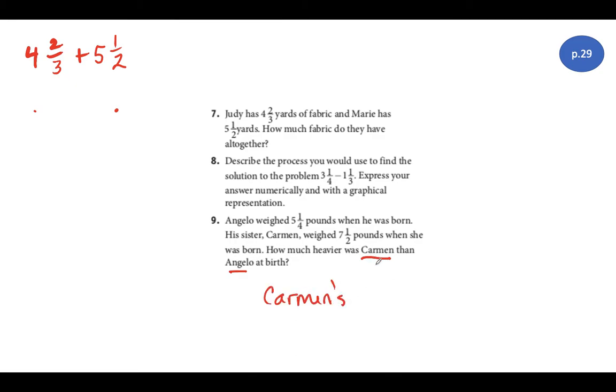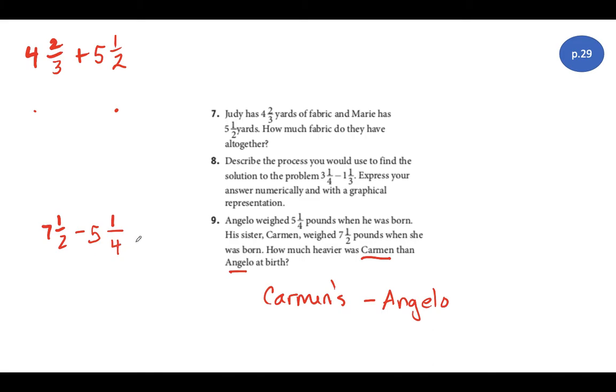Okay? So they asked how much heavier was Carmen than Angelo. So it's going to be Carmen's weight minus Angelo's weight. Carmen then Angelo. You got to get this right because subtraction doesn't have a commutative property. They got to be in the right order. So 7 1/2 minus 5 1/4.